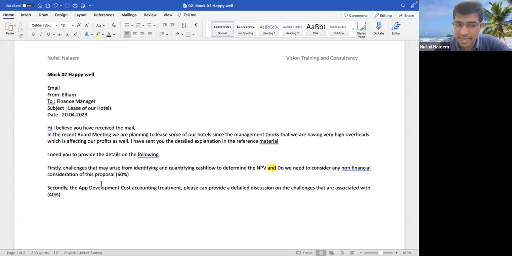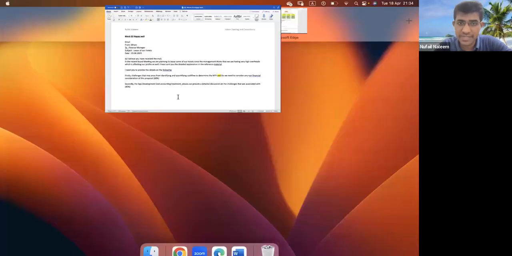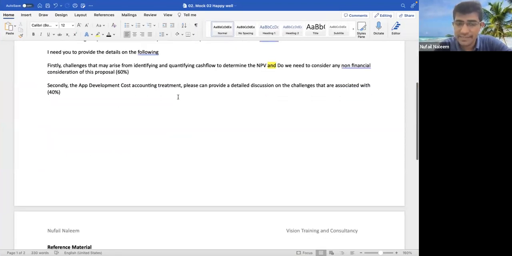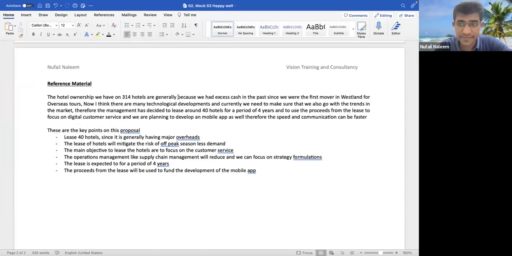Secondly, the app development cost accounting treatment. Please, can you provide a detailed discussion on the challenges that are associated with it? Now, if you observe, students, 60%, and here it is 40%. So if I'm not mistaken, students, let's go through the reference material and then let's come back to this.